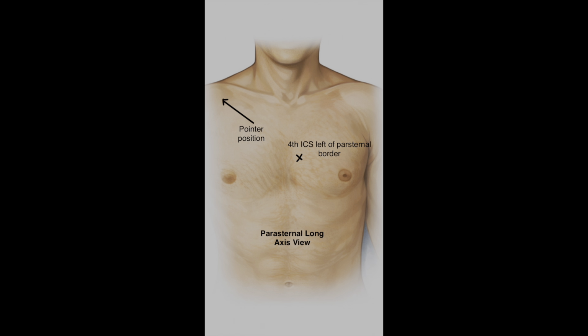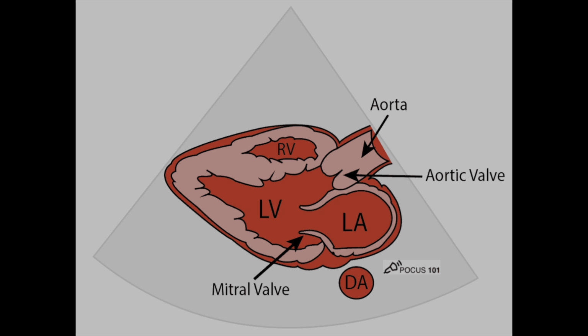To obtain this view, place the probe just to the left of the sternum, usually in the fourth intercostal space, with the probe marker pointing towards the patient's right shoulder. This view gives you a longitudinal slice through the heart. You should be able to identify the left ventricle, left atrium, mitral valve, aortic valve, interventricular septum, and the posterior wall of the left ventricle.